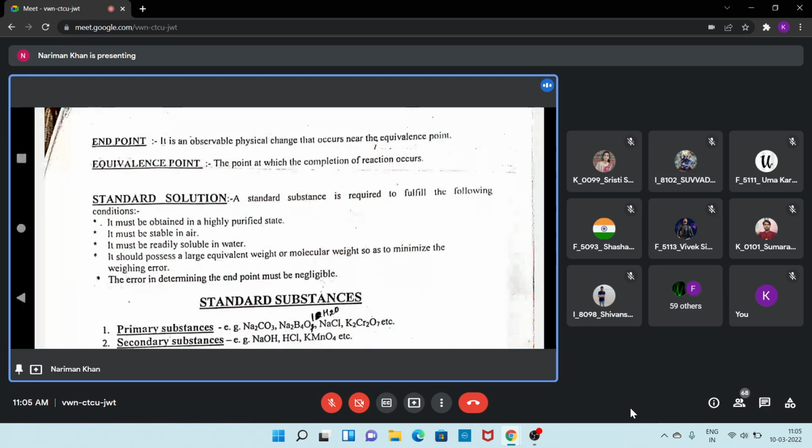So you must remember what is endpoint and what is equivalence point. Equivalence point is achieved before endpoint, but we cannot see that equivalence point because it does not appear in the form of any physical change. Then standard solution. Already I have told you what a standard solution is. A standard solution is a solution whose concentration is known.